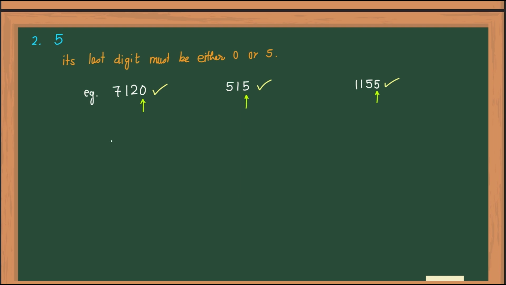If I write 1152, in this case the last digit is neither 5 nor 0, so this number is not divisible by 5. Again, if I write 313, the last digit is neither 0 nor 5, so this is also not divisible by 5. And then if I take 4244, same thing over here: neither 0 nor 5, so it is also not divisible by 5.